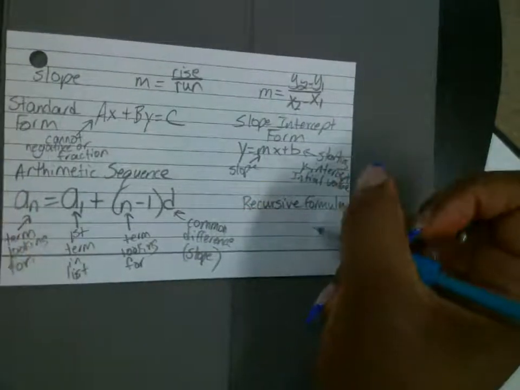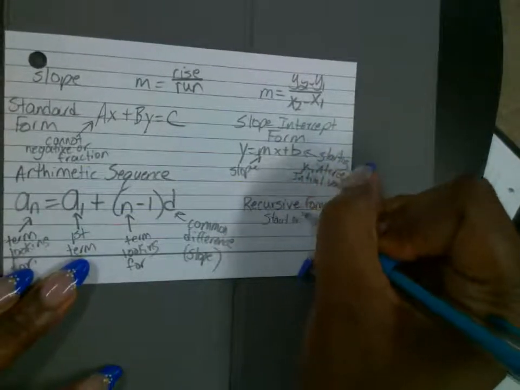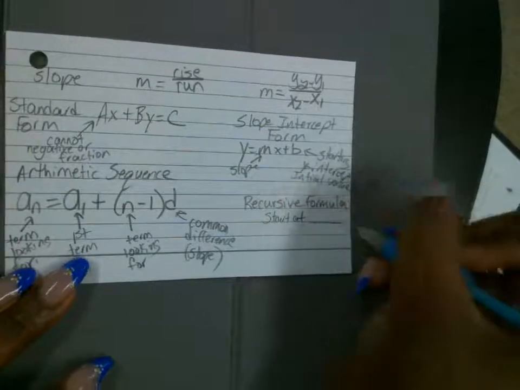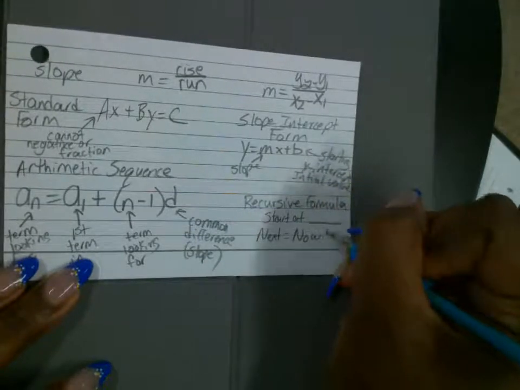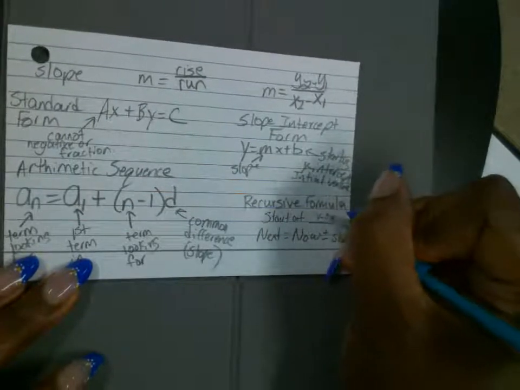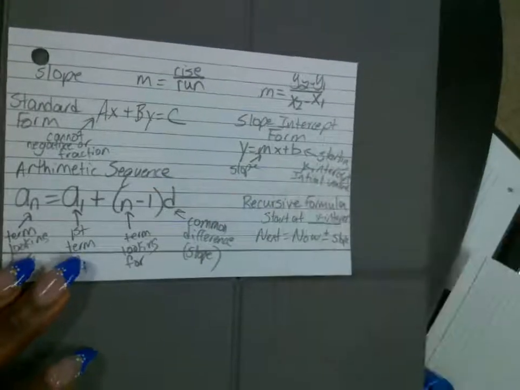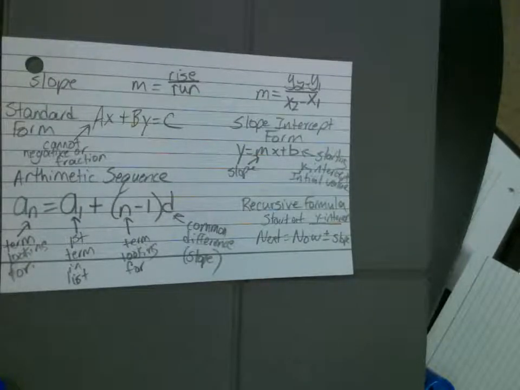All right, recursive. We can use next and now. We could say starting at, and that's going to be whatever the starting amount is. And it's going to be next equals your now, plus or minus whatever the slope is. So this is where you put your y-intercept, your starting number, and this is where you put your slope. And you keep doing the same thing over and over again. Recursive means that you can't just substitute a number in to get an answer. You gotta keep doing the same thing over and over again till you get to the term that you're looking for. Any questions? Anybody lost?